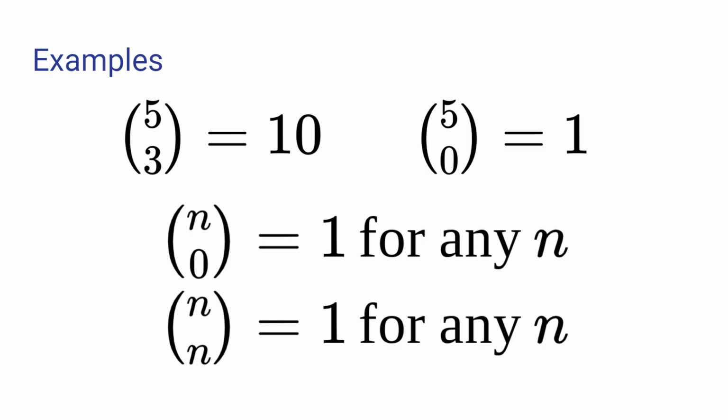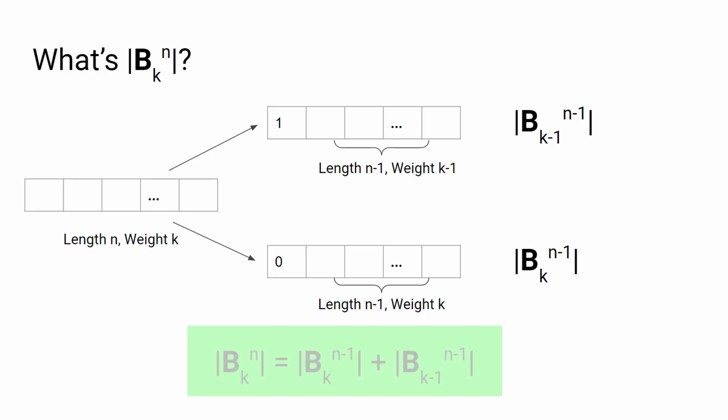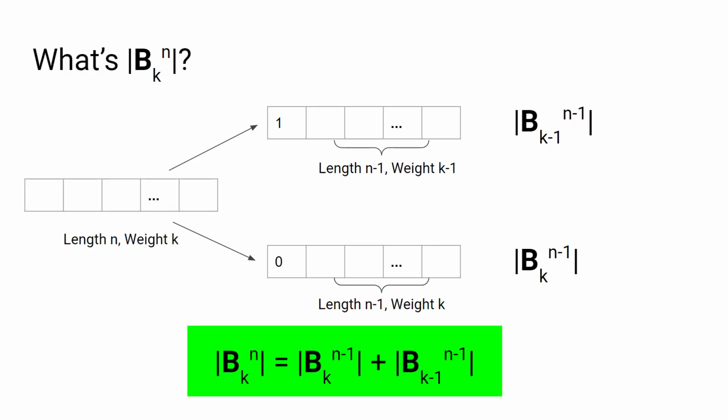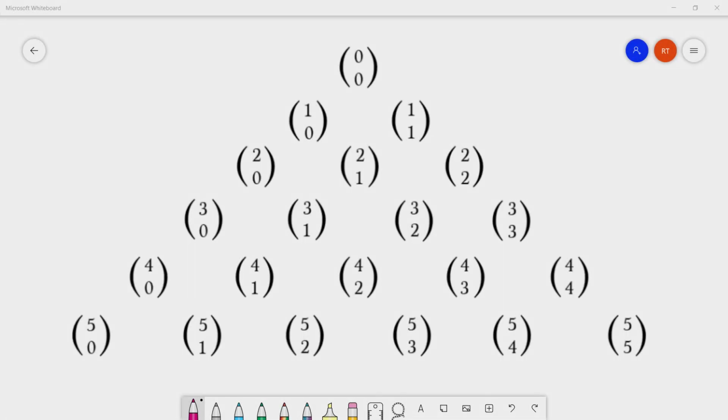We also know that there's a recurrence relation that governs these arrangements. We learned that for any n and k, the number of n-bit strings with weight k is equal to the number of n minus 1 bit strings of weight k plus the number of n minus 1 bit strings with weight k minus 1. If we phrase this using the binomial coefficient, this would say that n choose k is equal to n minus 1 choose k plus n minus 1 choose k minus 1. We can use these initial conditions and the recurrence relation to compute n choose k using a visual trick.